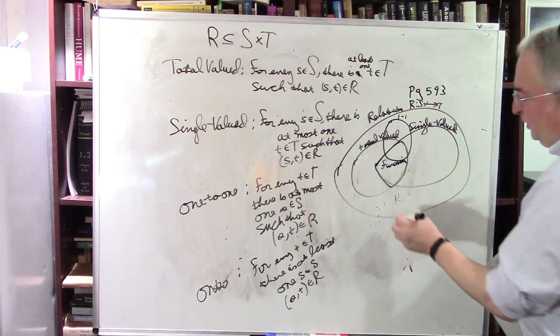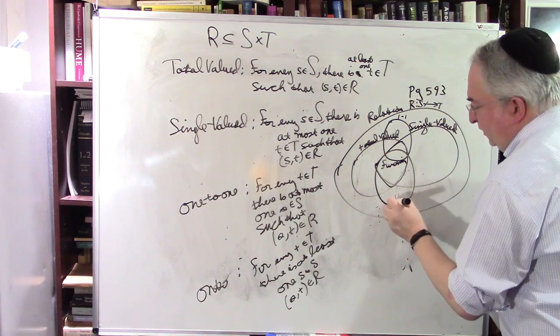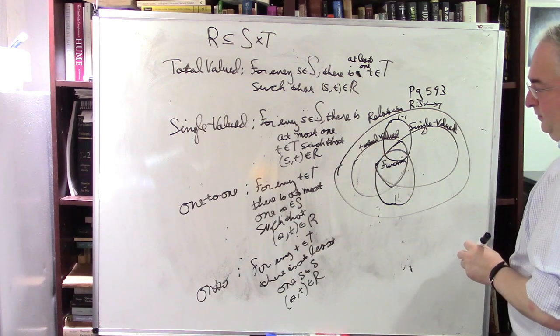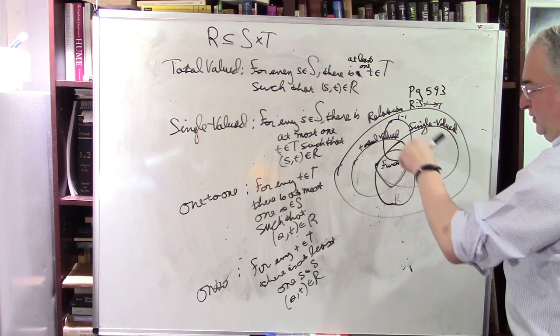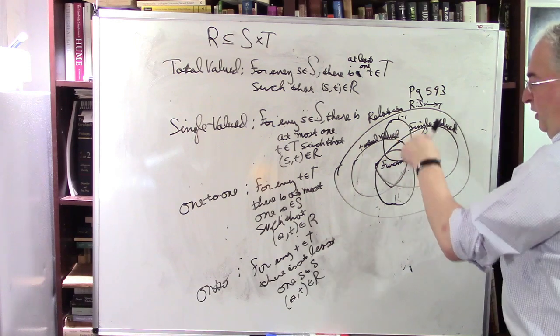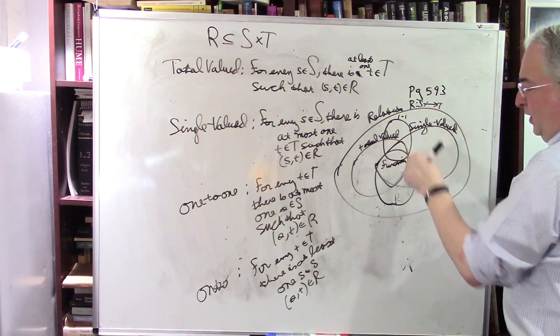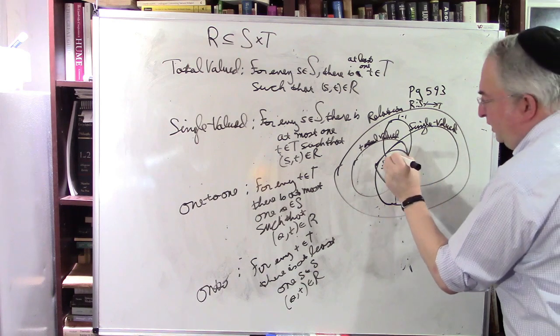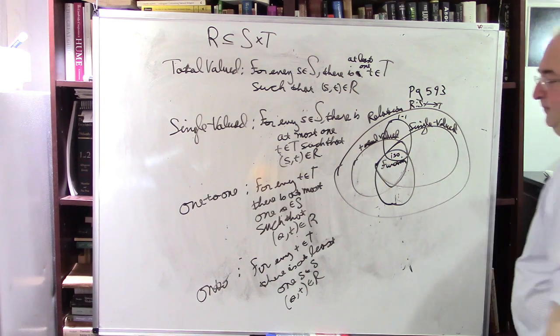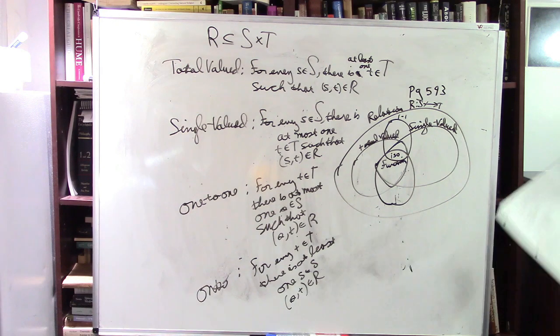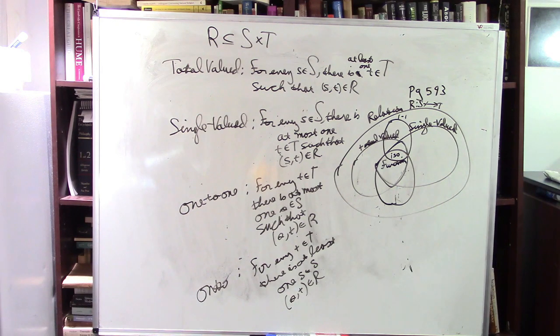Okay, let's finish up this diagram. This goes like this. So in this loop you have functions. These are 1 to 1 functions. These are onto functions, and these are called isomorphisms. Okay, we saw that before when we were dealing with this. Okay, great.